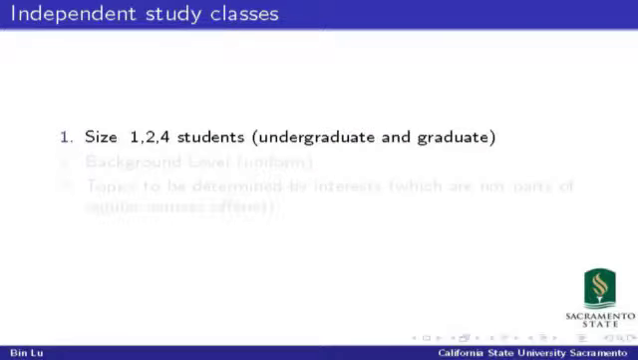In the last couple of years, I have had students approach me, so I had to run the independent study. The numbers are usually 2, sometimes 1. The largest group is 4. We do things together, and I had some master's graduate students and also undergraduate students.